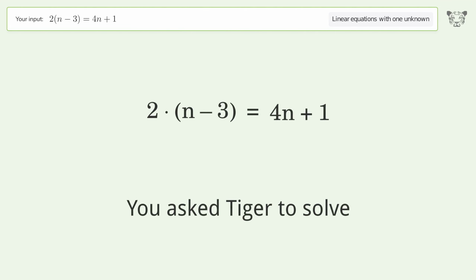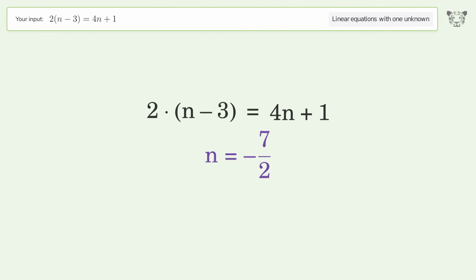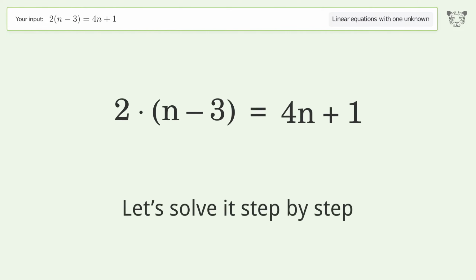You ask Tiger to solve. This deals with linear equations with one unknown. The final result is n equals -7/2. Let's solve it step by step.